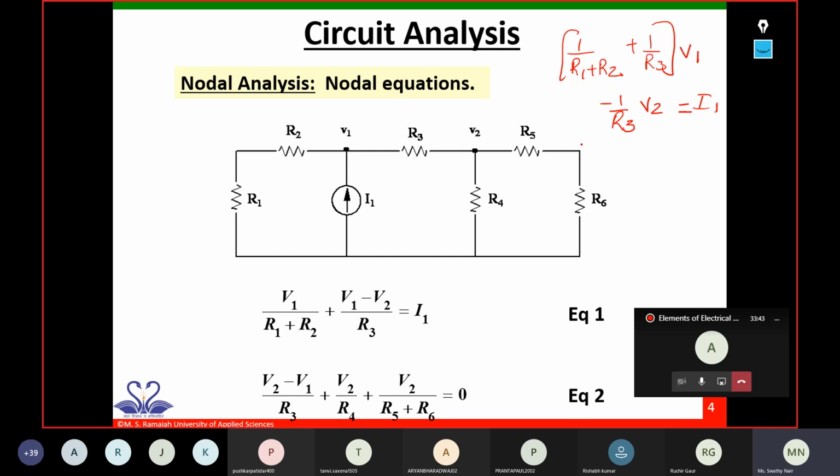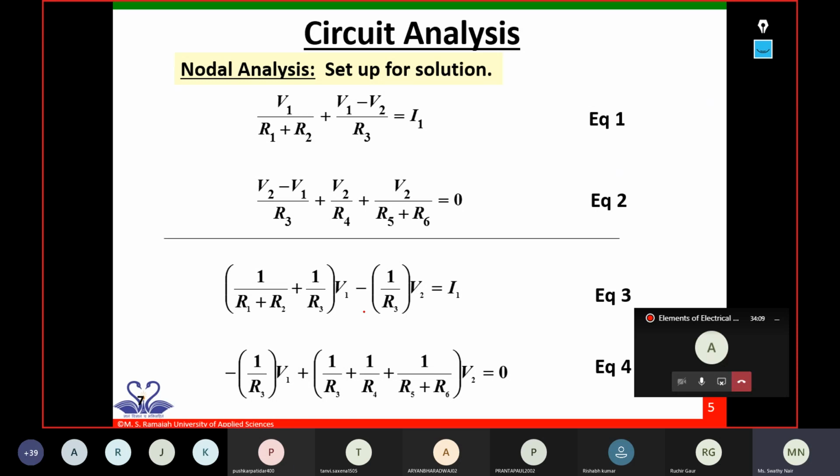Now, the second equation: minus 1/R3 V1 plus (1/R3 + 1/R4 + 1/R5 + R6) into V2 equal to 0. That is what is written here. So you got two equations like this, equation 3 and equation 4.